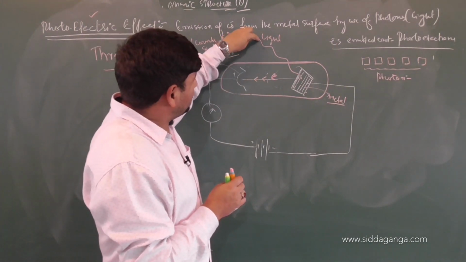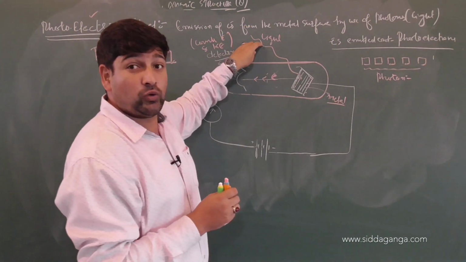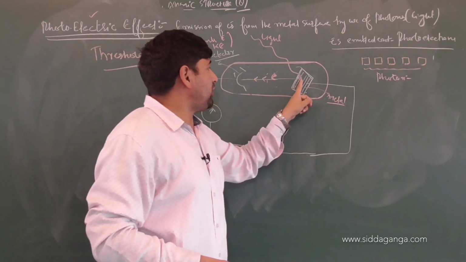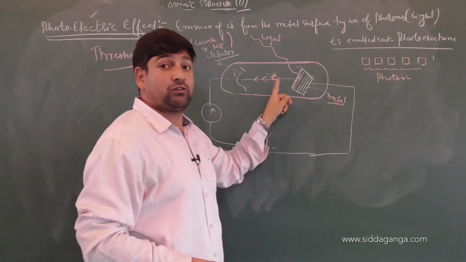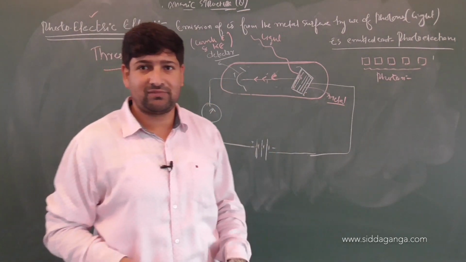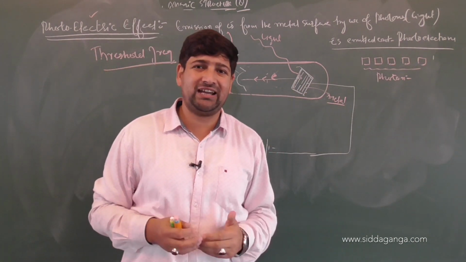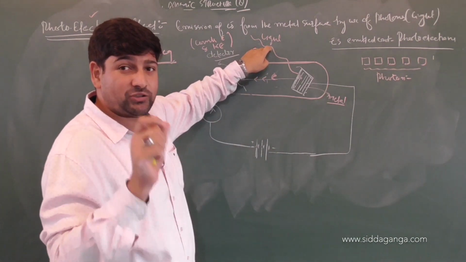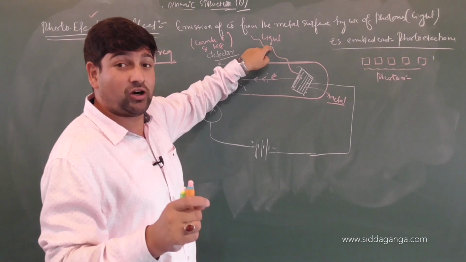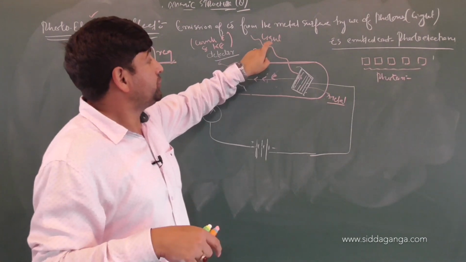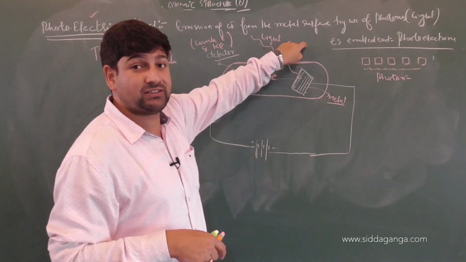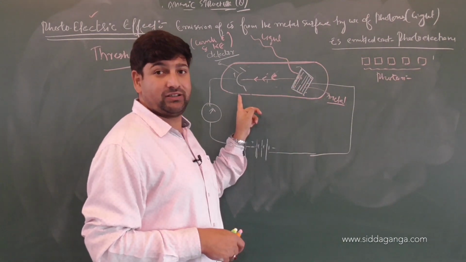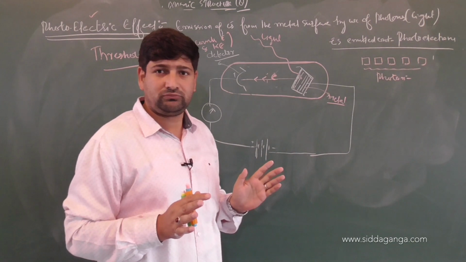Now, if that photon has the right energy and you are increasing the brightness, that is, the intensity, the number of photoelectrons ejected will also increase. Am I clear? But the basic requirement is that the light, the photons, or the frequency you have used should be above the threshold frequency. And the electron will come out with some kinetic energy.